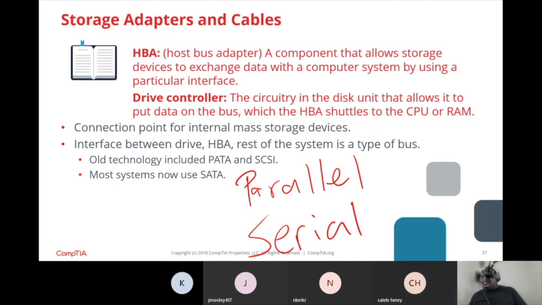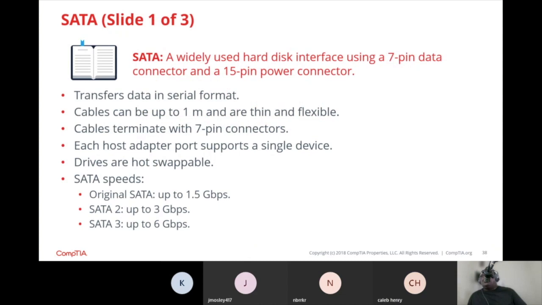And SATA stands for serial ATA. You won't see SCSI drives. I'll show you a picture of them a little bit later. So SATA, widely used hard disk drive interface using a 7-pin data connector and a 15-pin power connector. Transfers data in serial format. Cables can be up to 1 meter and are thin and flexible. Cables terminate with 7-pin connectors. Each host adapter supports a single device. The drives are hot swappable.